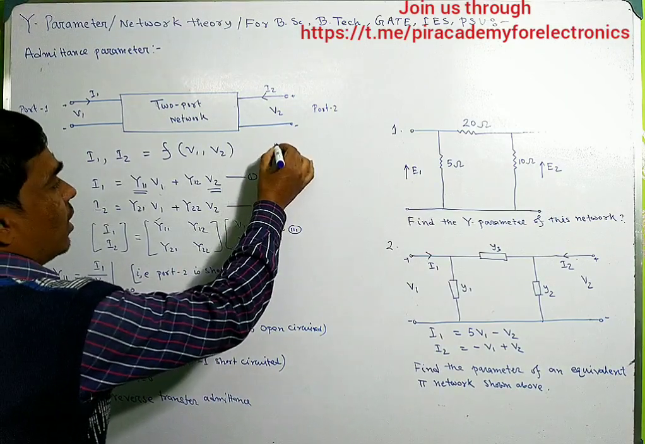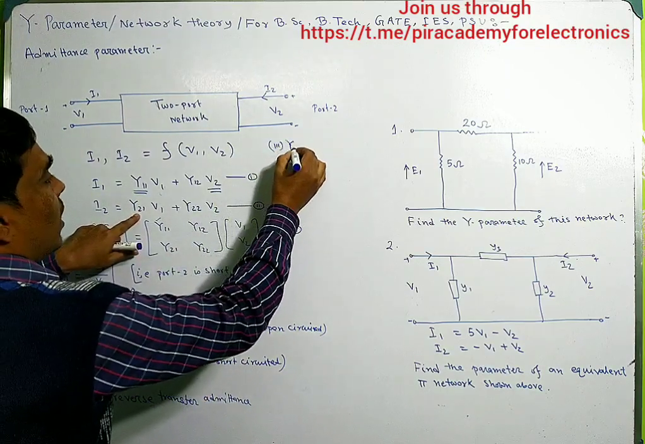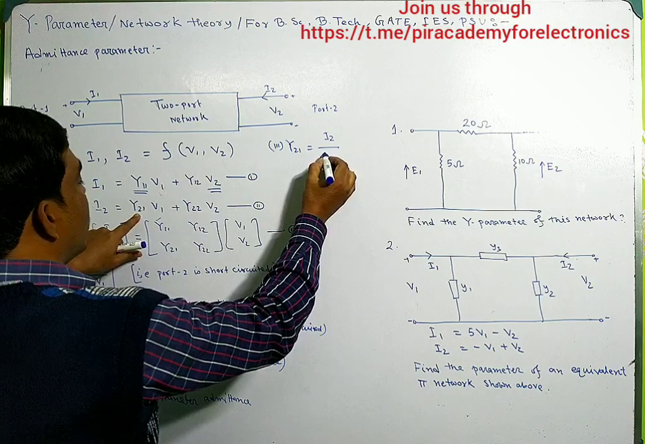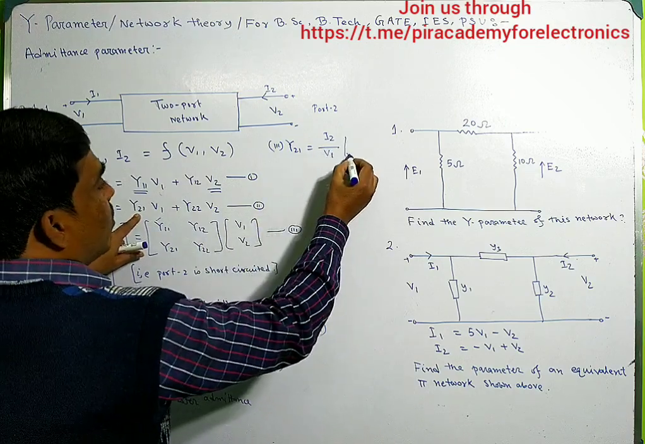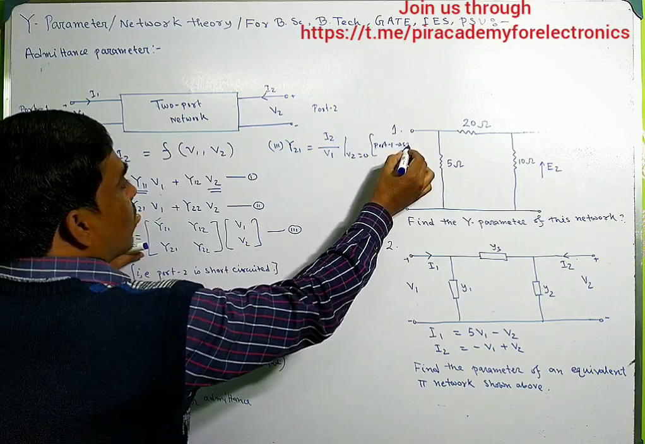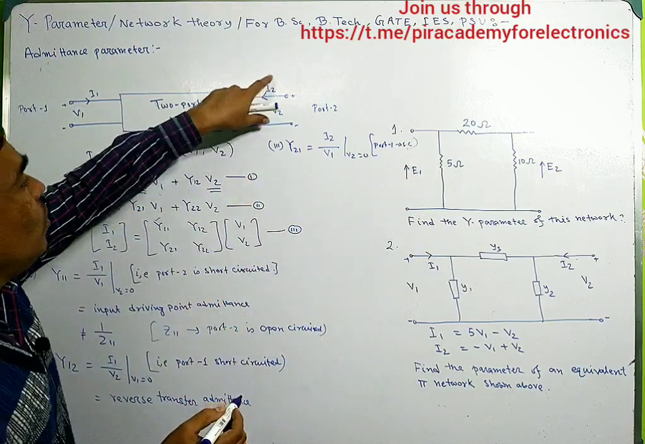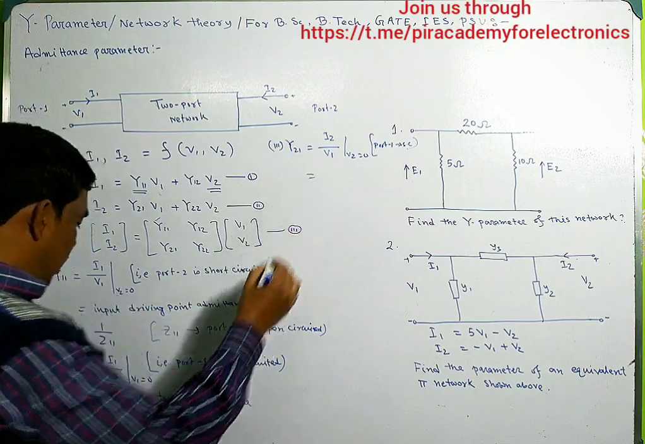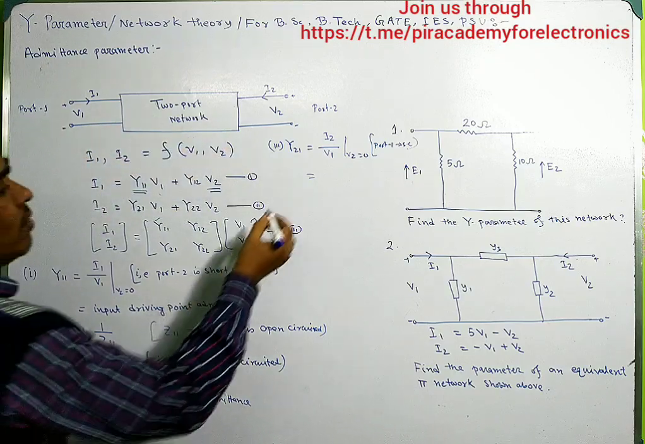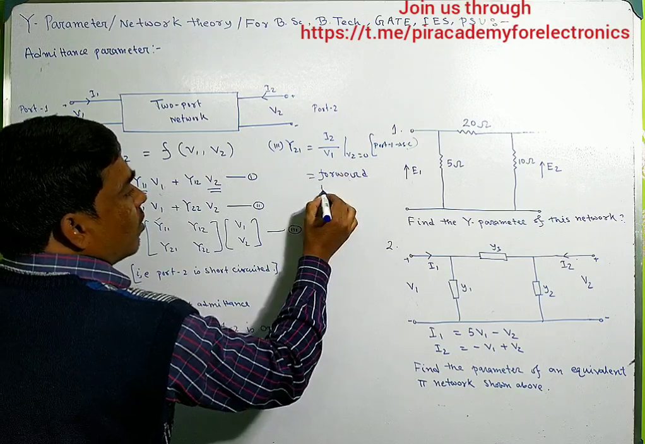Now we will define Y21. Y21 can be written as I2 divided by V1 when V2 is 0. V2 is 0, that means port 2 is short circuited. This is I2 divided by V1, so it is called forward transfer admittance.